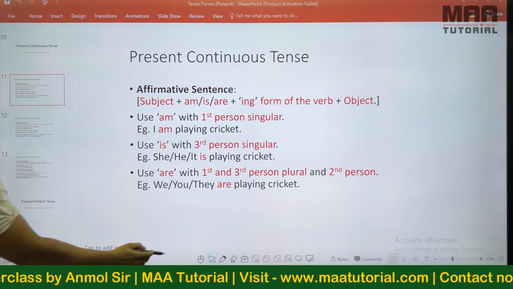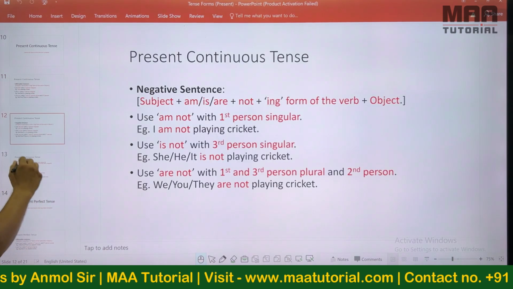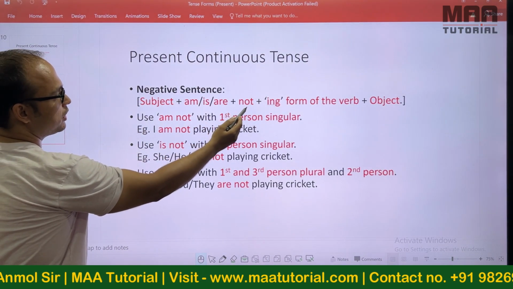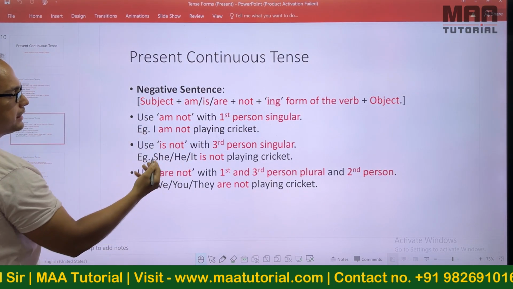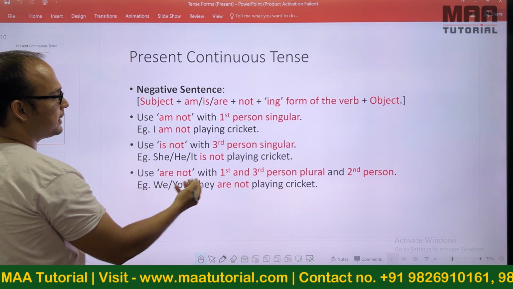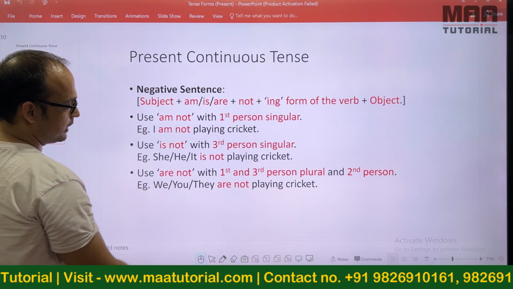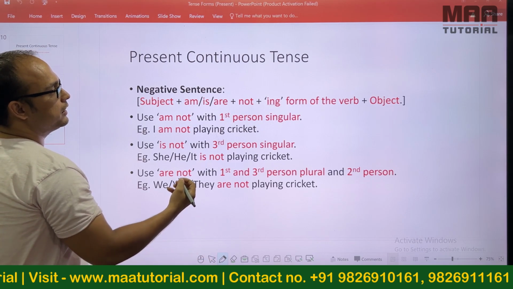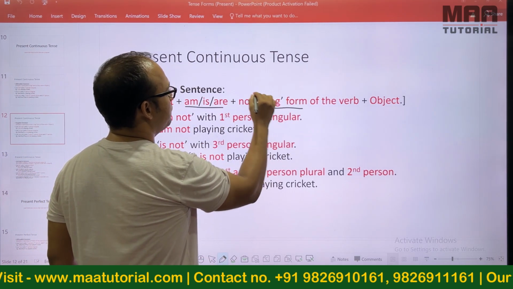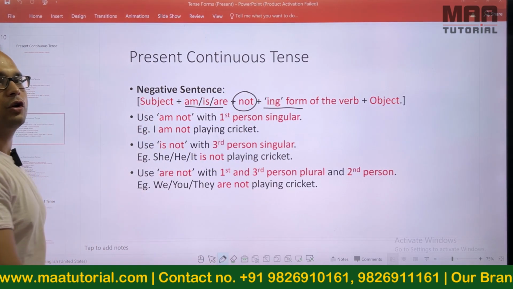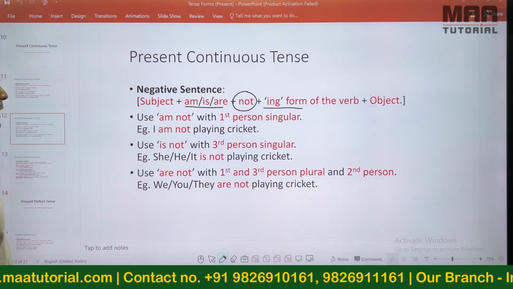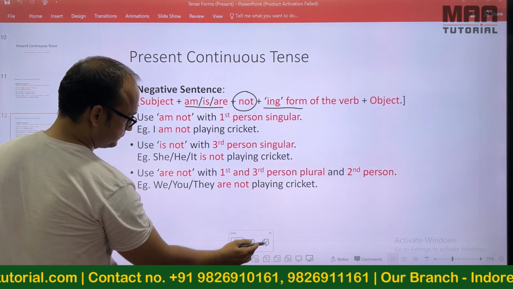In the negative, there is one thing that we will change. We will just put a not after the am, is, are. See, we are putting a not here. I am not playing cricket. She is not playing cricket. We, you, they are not playing cricket. So in between the auxiliary verb and the main verb, we put a not, the adverb of negation, and that is what makes it into a negative sentence.